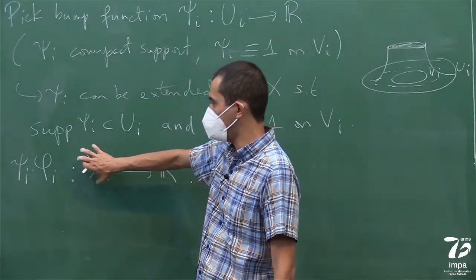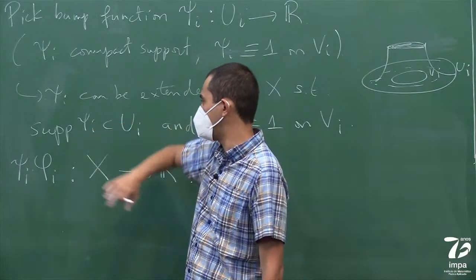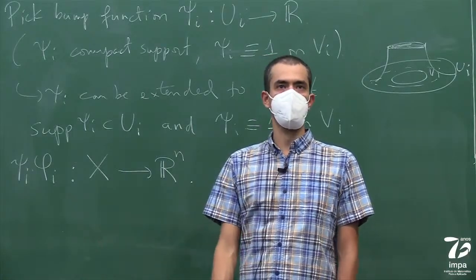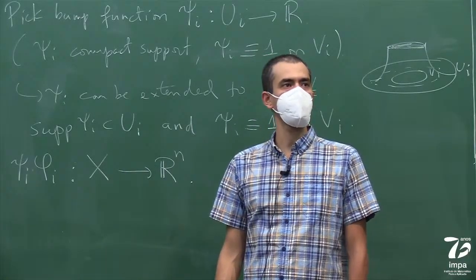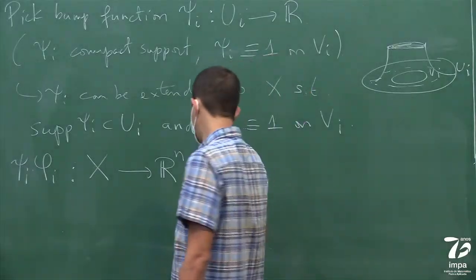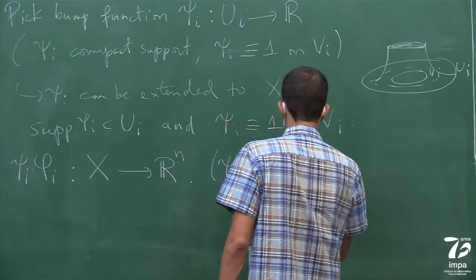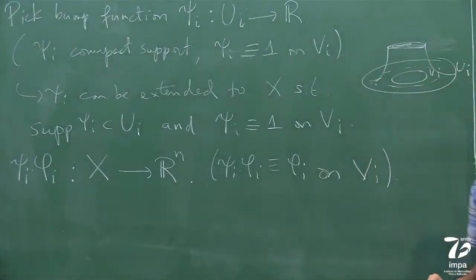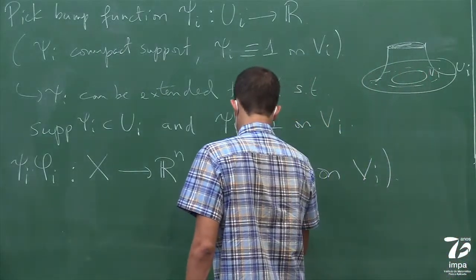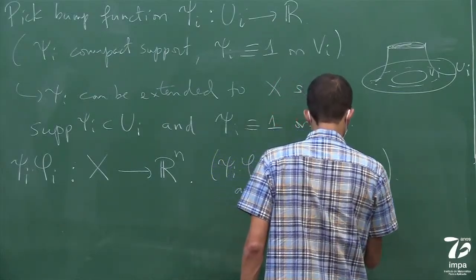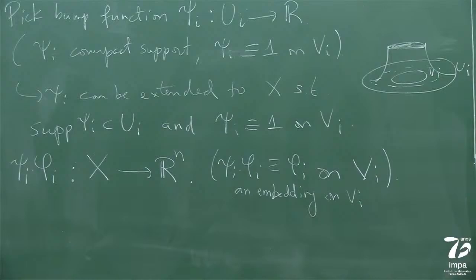In principle, it only has values in UI. The domain is UI, but you can extend it because it's 0 outside of a compact set. And of course, psi I times phi I is equal to phi I on VI. So in particular, it's an embedding, restricted to VI. Okay, so now what I can do is put all these guys together.